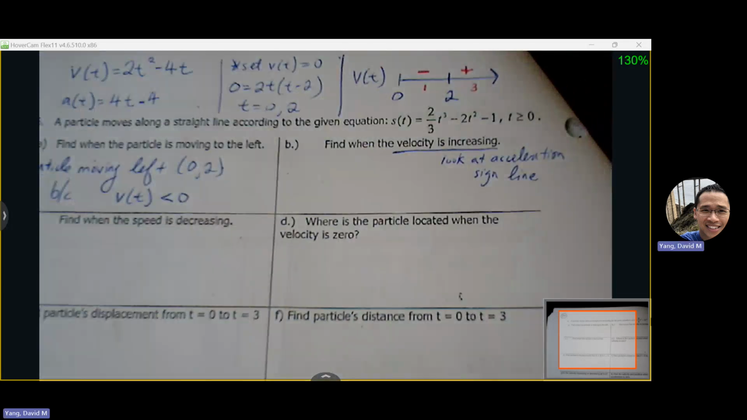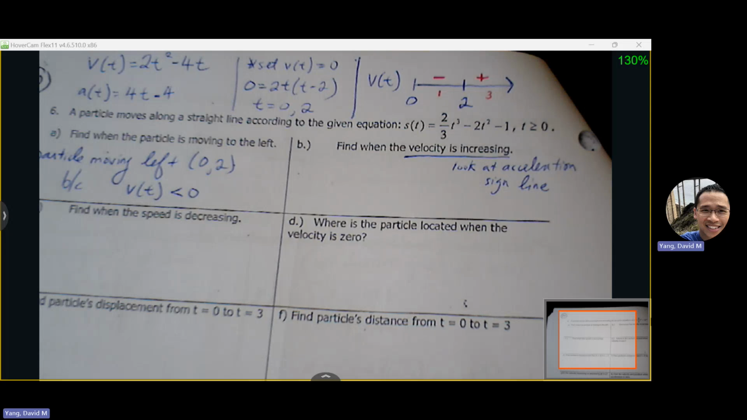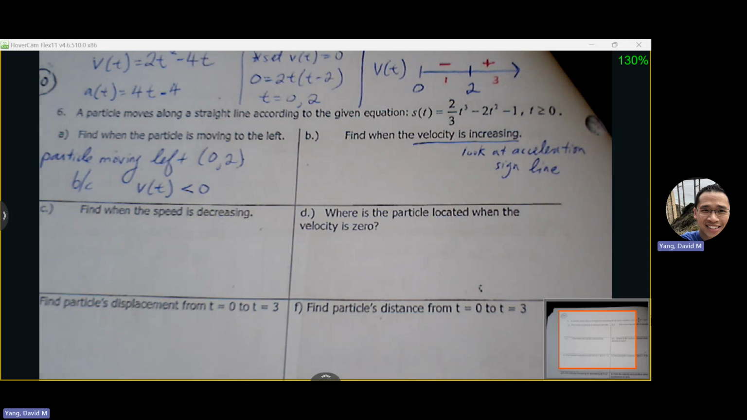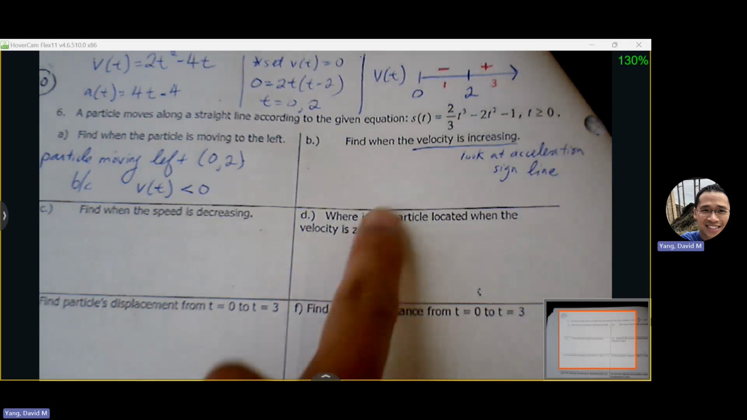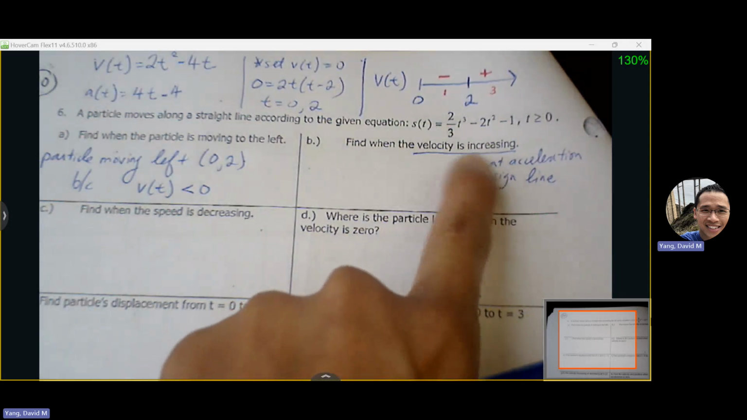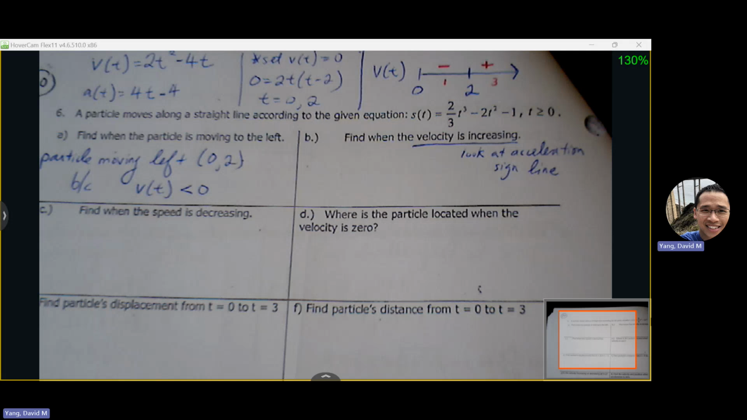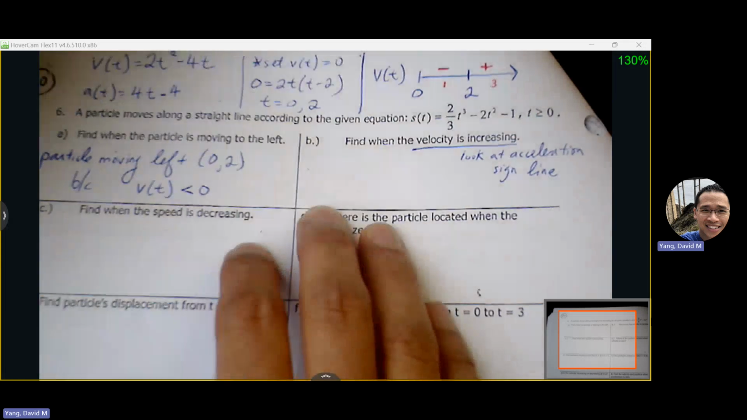Okay. When is the velocity increasing? For part B, we know acceleration is the slope of velocity. Increasing is basically asking about the slope of velocity. So we'll create our sign line for acceleration and see when acceleration is going to be positive. Basically, when is the slope of velocity going to be positive?